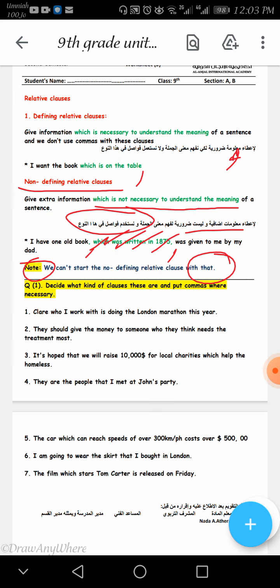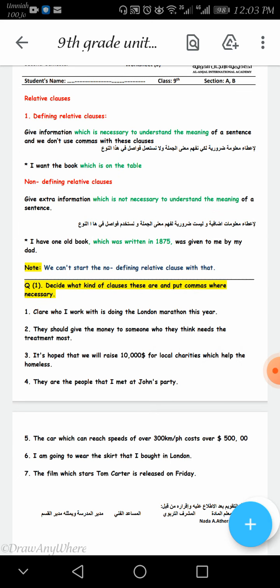Now, I want you to read these sentences and decide what kind of clauses these are and put commas where necessary. We will use commas if the sentence is a non-defining clause. Okay? This question is important and may come in the exam in the same style: I give you a clause and you have to decide whether it is a defining or non-defining relative clause.